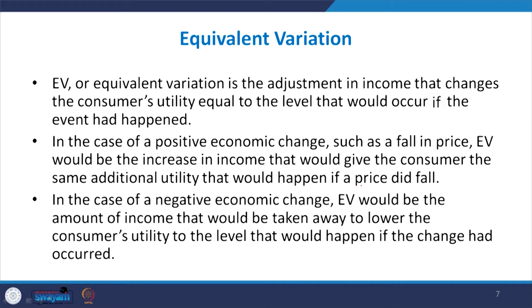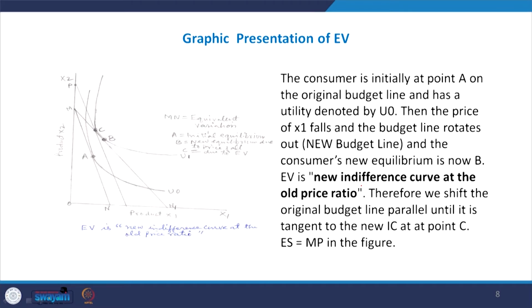In the case of a positive income change, such as a fall in price, equivalent variation would be the increase in income that would give the consumer the same additional utility that would happen if the price did not fall. So, obviously, in our example, if the price of X did not fall, then how much additional income is required for the consumer to reach U1? That is called equivalent variation. In the case of a negative income change, equivalent variation would be the amount of income that would be taken away to lower the consumer's utility to the level that would happen if the change had occurred.